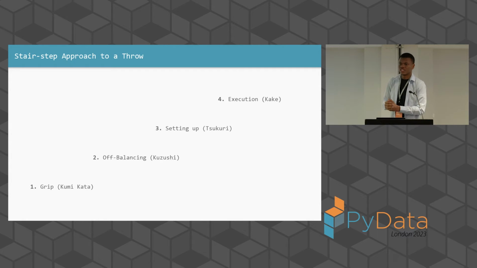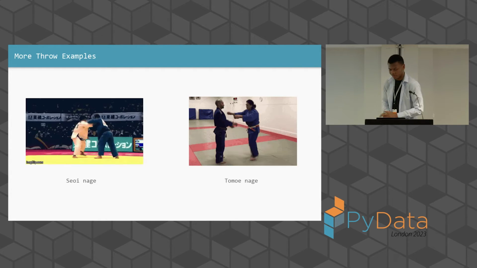Then off balancing, which is kuzushi. You really can't throw someone who is in a very fixed position. So you need to off balance them, get them out of their balanced state first for your throw to work. It's like creating momentum for your throw. Then setting up the throw, tsukuri, which is like you're going into your throw this time around after you off balance your opponent, and kake, execution.